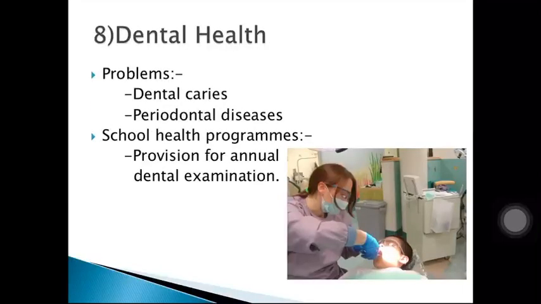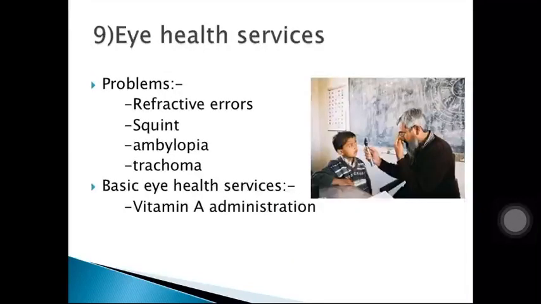Then coming to dental health as the eighth aspect of the school health service, the general problems of dental health are dental caries and periodontal diseases. So as a part of the school health program, we are supposed to provide annual dental examination for all the students. Coming to eye health services, the common problems are again refractive errors, squint, amblyopia and trachoma. So under basic eye health services, treatment should be administered, of which vitamin A administration is very, very important.